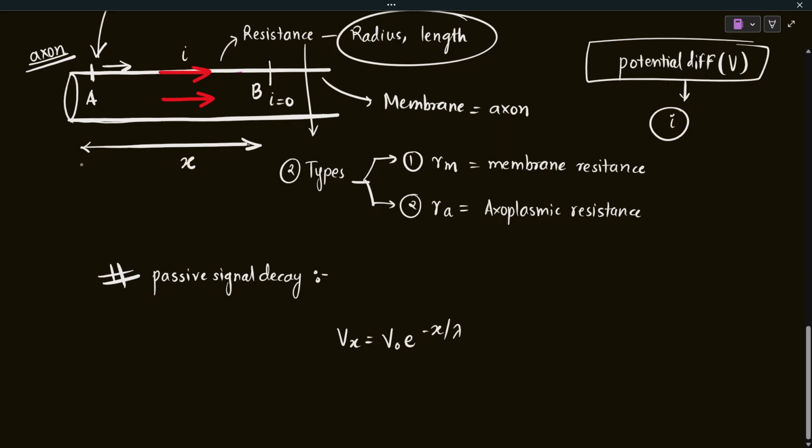The membrane potential which is generated at the starting point, the initial membrane potential when the current starts, is V naught, and when the current is reduced to zero, whatever the membrane potential was at that point is known as Vx. So the membrane potential at point A, from where the current is originating, is known as V naught, and where the current dissipates, the current is 0 now. At that point, whatever the membrane potential was is known as Vx.